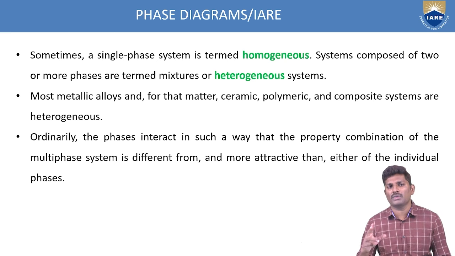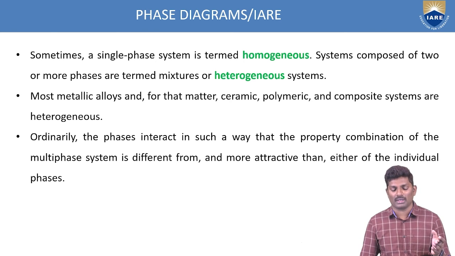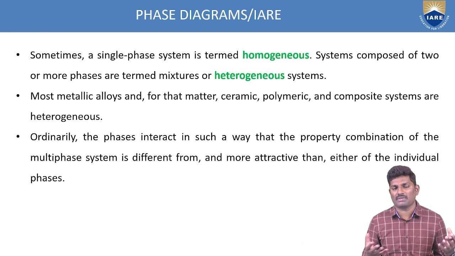If it has more than two phases, then that type of system is called a heterogeneous system. Examples of heterogeneous systems are metallic alloys composed of ceramics, polymers, and composite systems. So these have different additional materials. Because of these composites, polymers and ceramics, it has multiple phases. That's why these are called heterogeneous systems. If there is a single phase, then that type of system is called homogeneous.